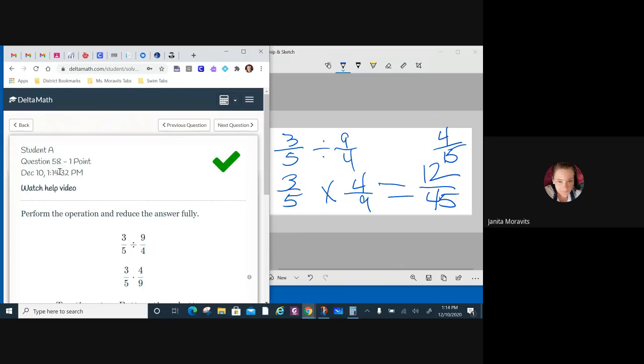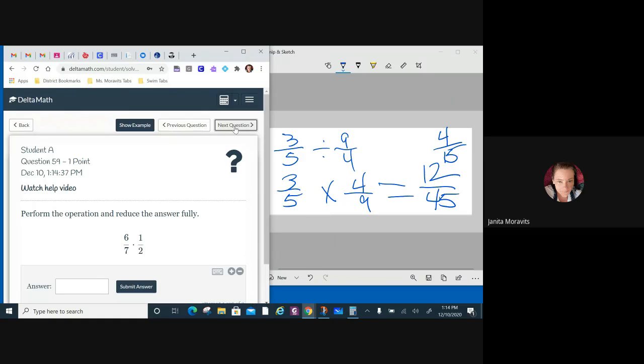All right, and you are now going to work problem 59, which is multiplying. Remember, top times the top and bottom times the bottom, and then reduce it. And number 60, which is dividing. Flip the second one over and multiply, and make sure you reduce your answer fully. Pause the video, and when you are ready to join us for question number 61, turn the video back on.